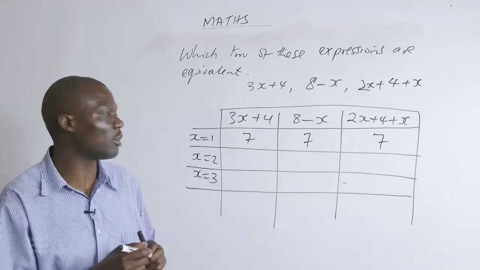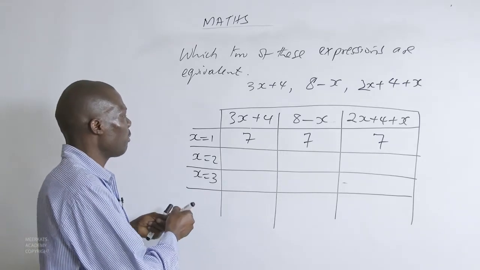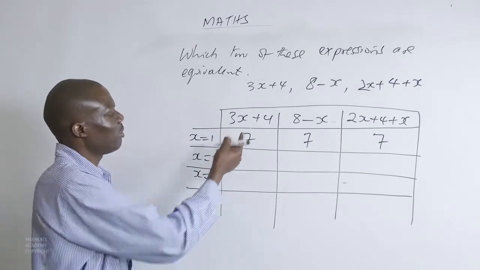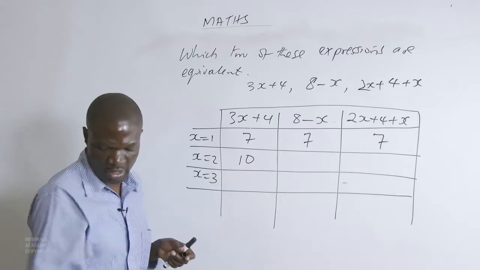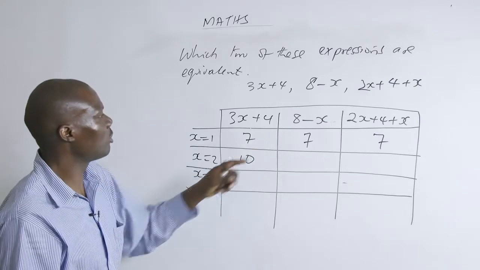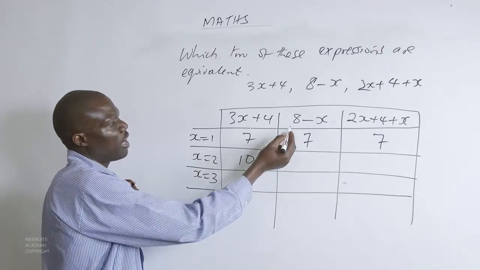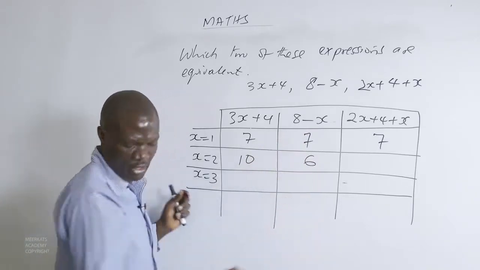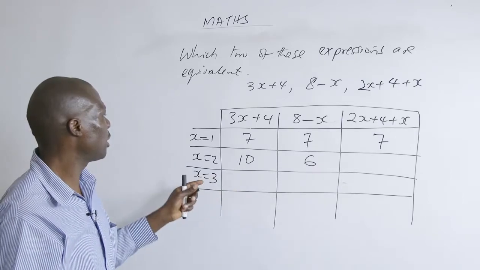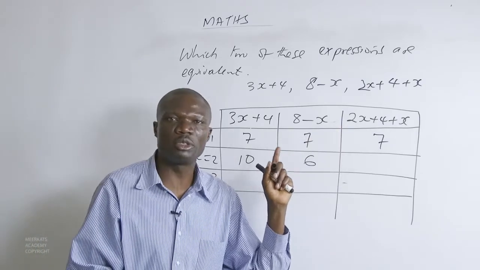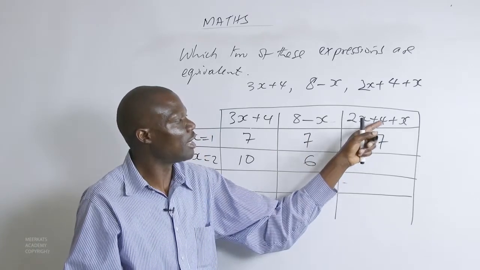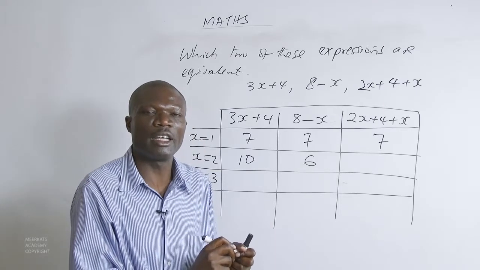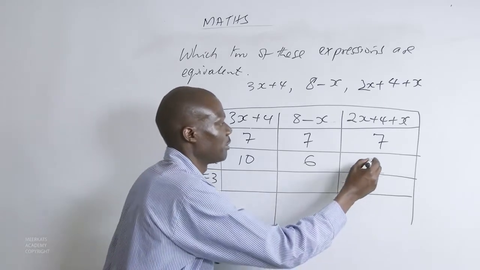No. We need to do other substitutions and see how the answers will respond. So let us move to the second one. We have x as 2. 2 times 3 is 6, and 6 plus 4 will give us 10. Second one, x is 2, and we have 8 minus 2, and you'll find that you remain with 6. For the last one, when x is 2, it is 2 times 2, which is 4, plus 4 gives us 8, and then 8 plus 2 gives us 10.